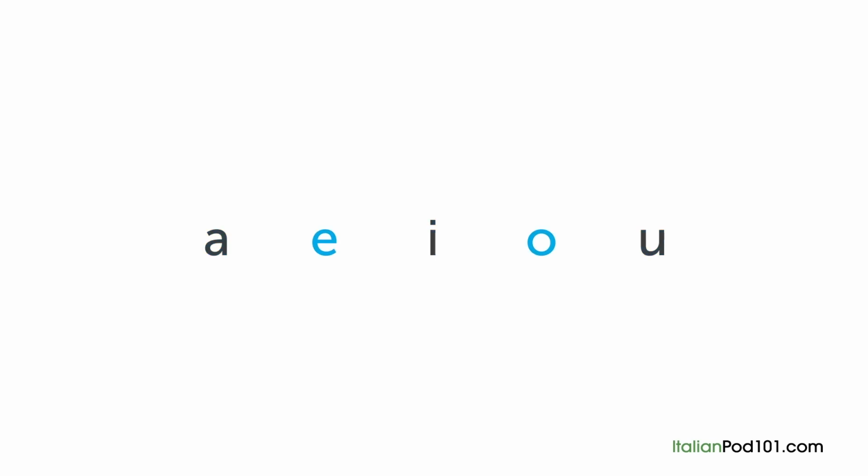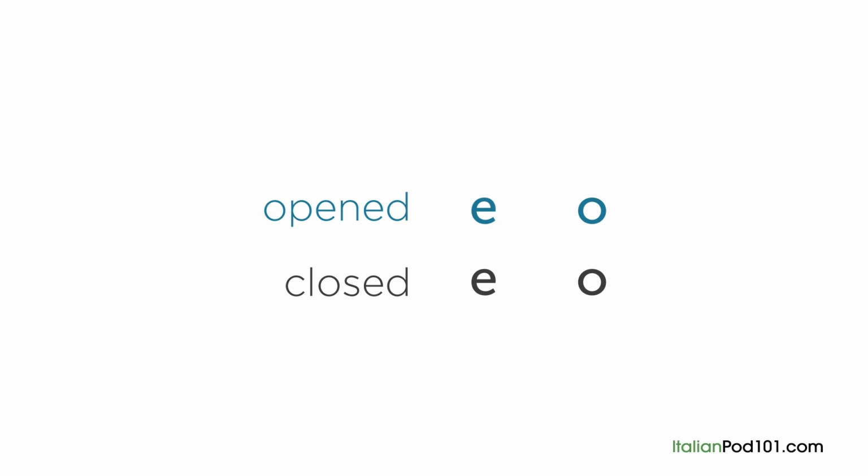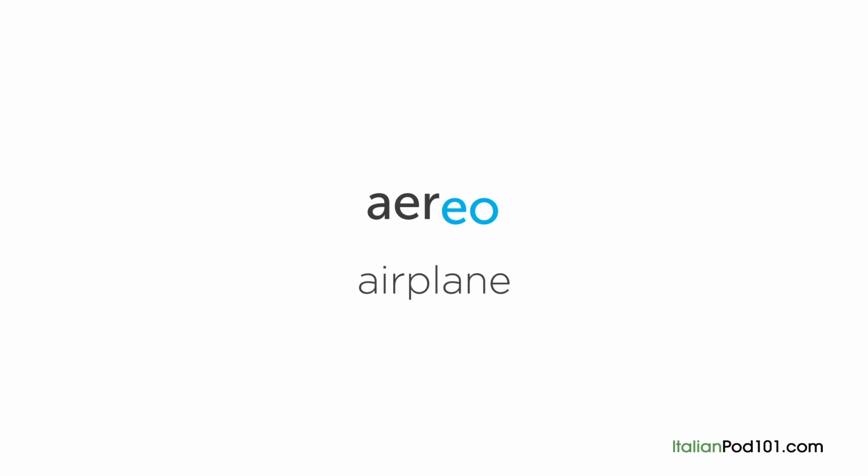The vowels E and O, however, will be a little more challenging. They each have 2 variant sounds, one open version and one closed version. The open version requires you to open your mouth wide, while the closed version is pronounced more narrowly. Compare the open E followed by a closed E. Now the open O followed by the closed O. Even when there are 2 or more vowels in a row, just pronounce them separately.